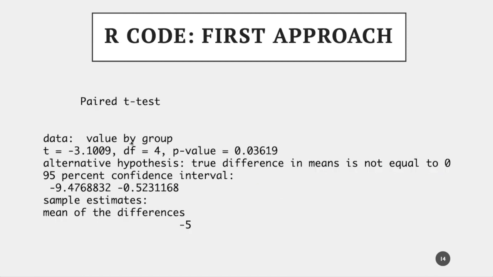And what that does here is we get a significant p-value, 0.036. The mean of the differences is -5. And the 95% confidence interval is from -9.47 to -0.52. So here, 0 is not contained in our 95% confidence interval. It goes from -9 to -0.52, so it doesn't have 0 in it. So that also tells us that's significant, in addition to the p-value itself.